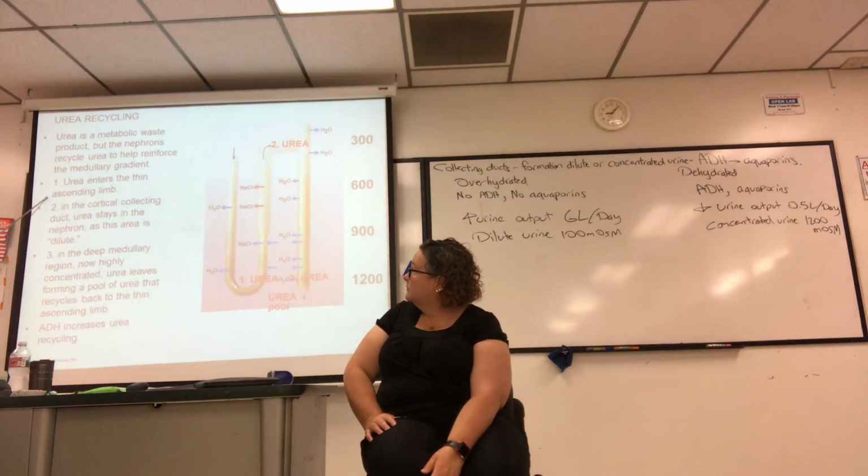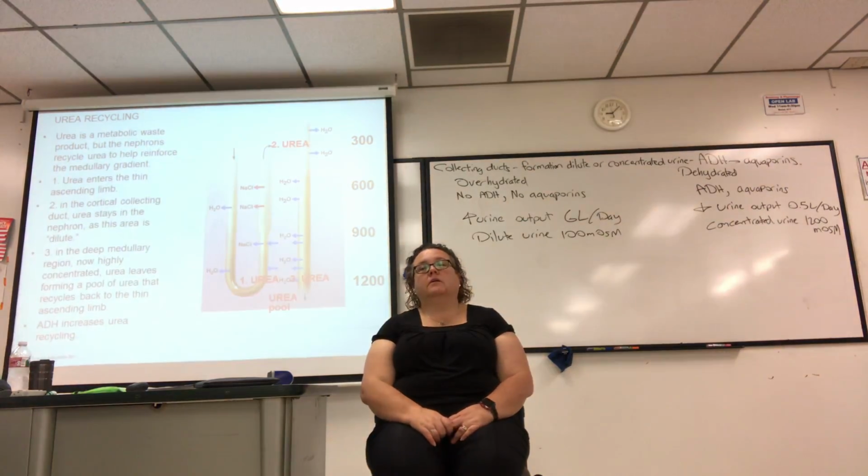It enters the thin descending limb. In the cortical collecting duct, urea stays in the nephron as this area is dilute. But deep in the medullary region, now highly concentrated, urea leaves, forming a pool of urea that recycles back to the thin descending limb. ADH increases urea.